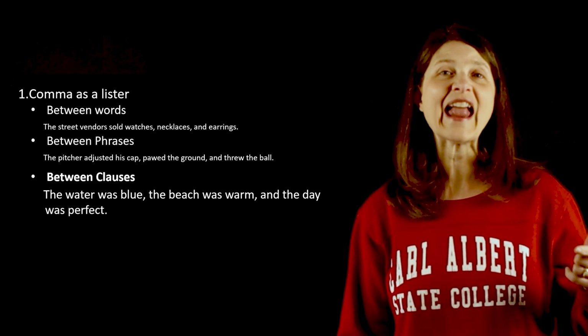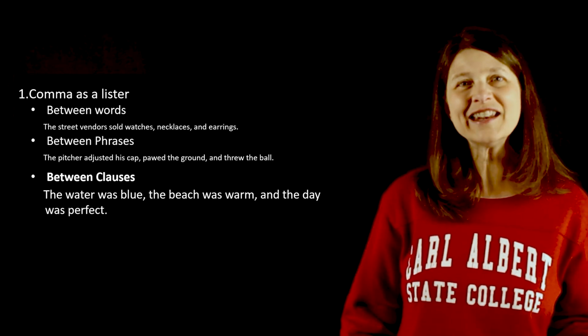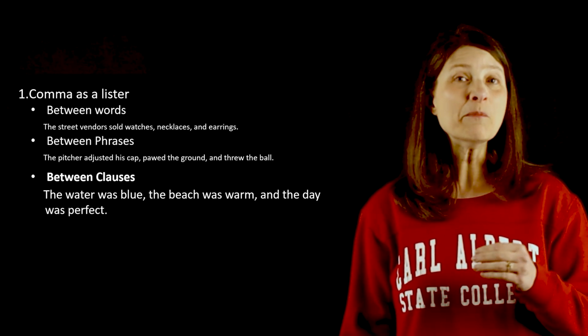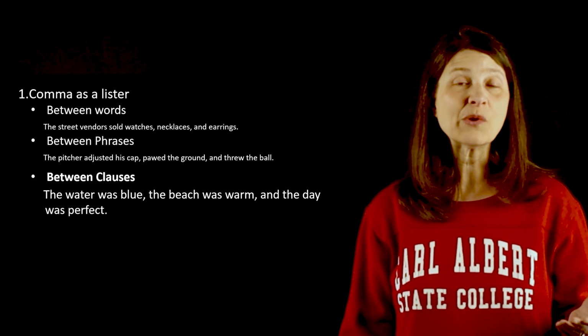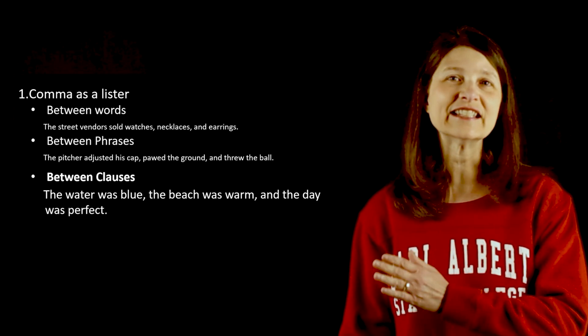The comma before the and is sometimes referred to as the Oxford comma, and it's up for debate in English circles as to whether it's even necessary. But most of your instructors at this point will ask that you go ahead and insert that Oxford comma. It makes it easy to see the list itself.